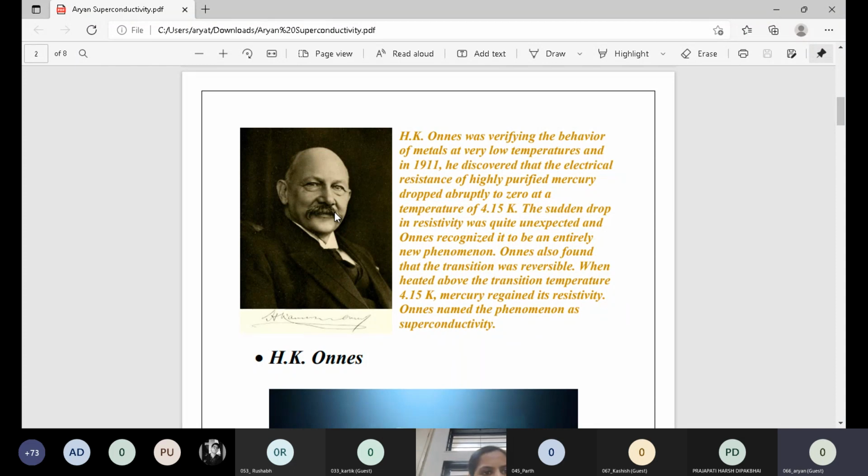How did he find it? He noted that by putting the mercury piece in liquid helium at 4.15 Kelvin, its resistance goes to zero. That's why he said that mercury regained its resistivity after being heated above that temperature. Are you getting it? Let me tell you in Gujarati also, so that it is easier for you.